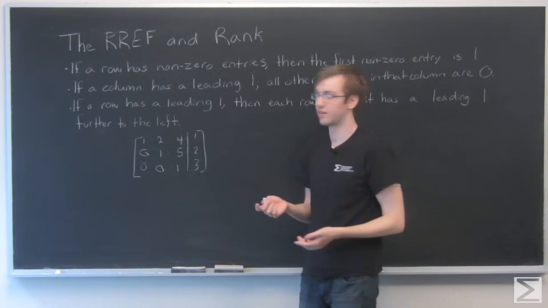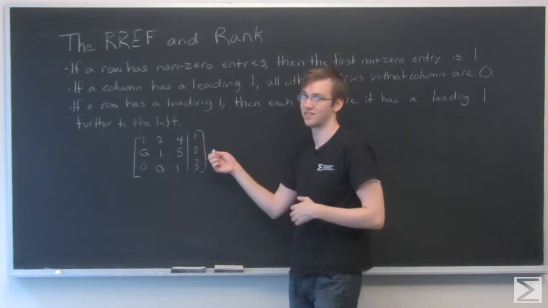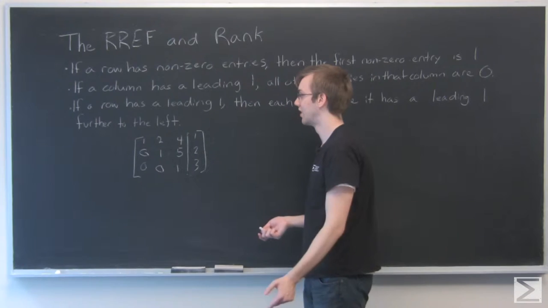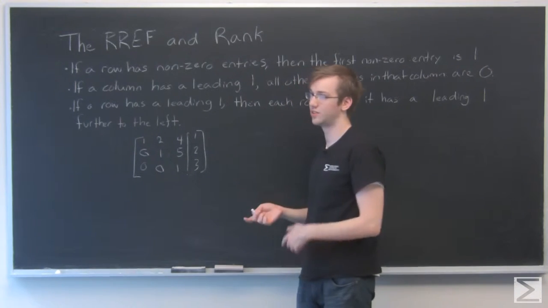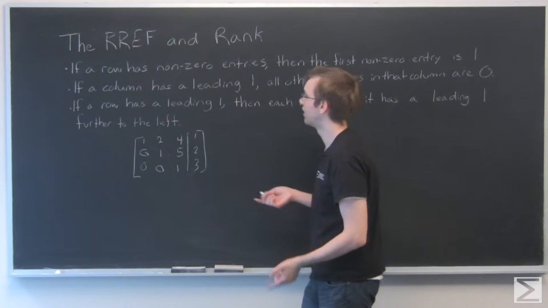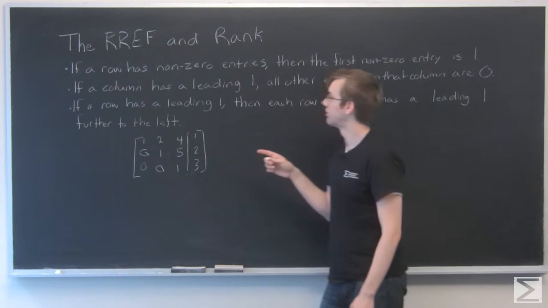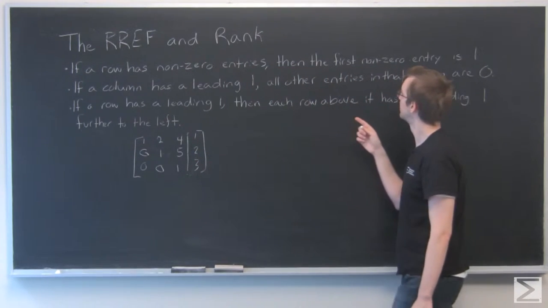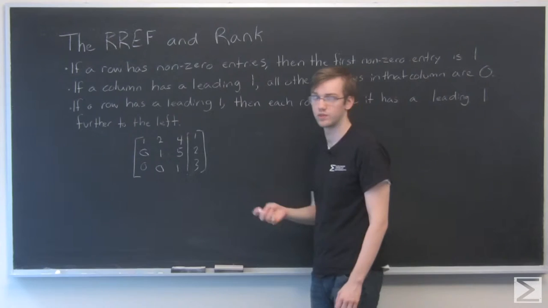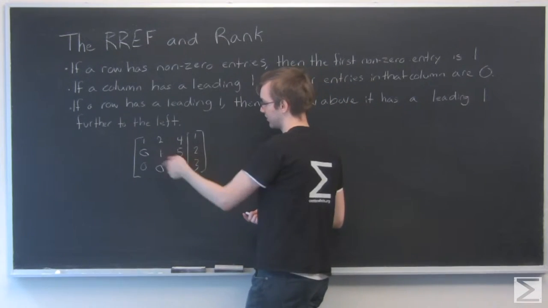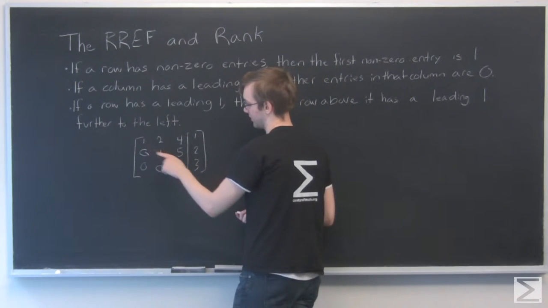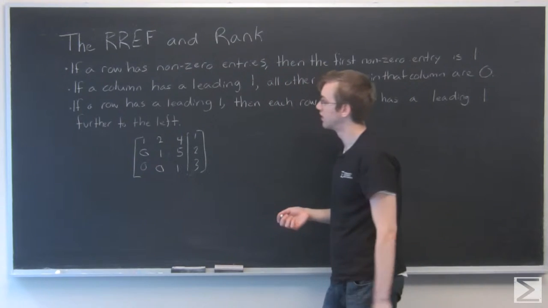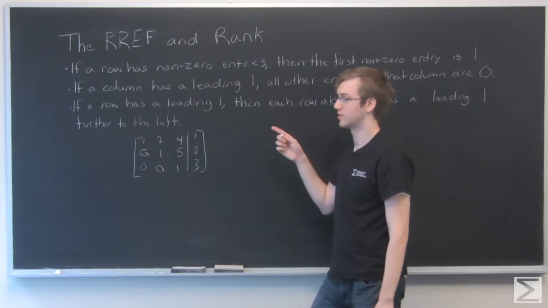So with the RREF, we go one step past this, so we don't have to do all that back substitution. And the three basic rules for RREF are these. If a row has non-zero entries, then the first non-zero entry is 1. We can see that that's true here. All these rows have non-zero entries, so the first one of each of them is a 1. But the second one is one that's different.